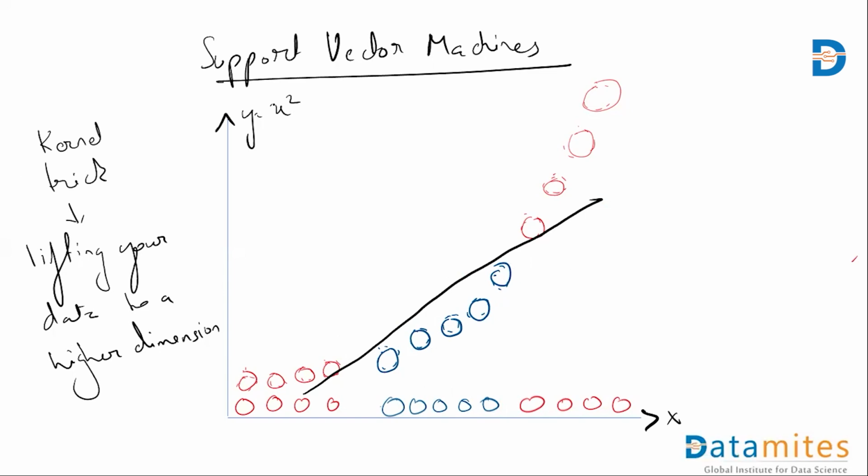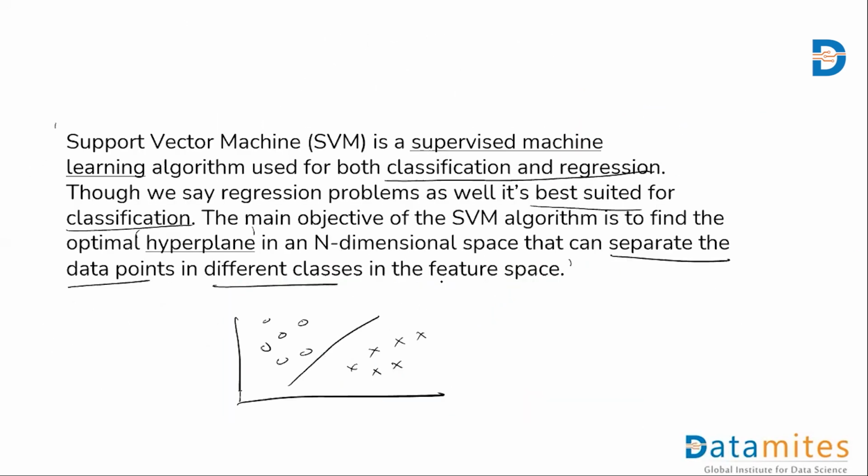The usage of the kernel trick is what makes support vector machines so powerful, right? Once we have lifted the data set to a higher dimension, we have more probability of being able to fit a linear space through this, right? And that is what our support vector machines do. So let's have a look at that definition once more. Support vector machine is a supervised machine learning algorithm used for both classification and regression. How it is used for regression is something that we will discuss later on, right?